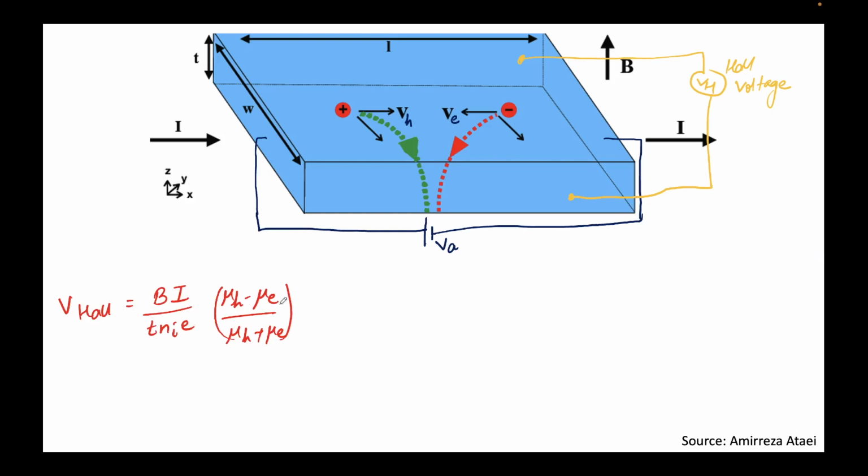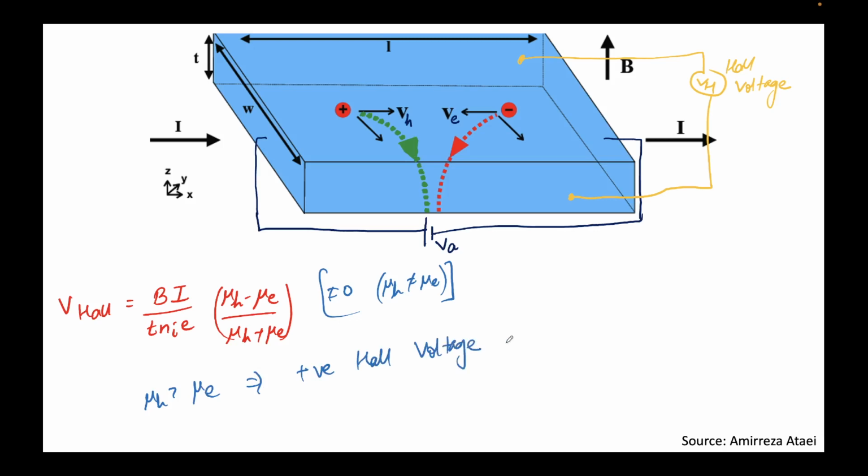Now, you can clearly see that this is a constant term. The Hall voltage is not zero, first of all. Why? Since typically mu H is not equal to mu E. So that is the first observation we can make. Now, is it negative or positive? That will depend on whether mu H is greater than mu E. If mu H is greater than mu E, we will get a positive Hall voltage.